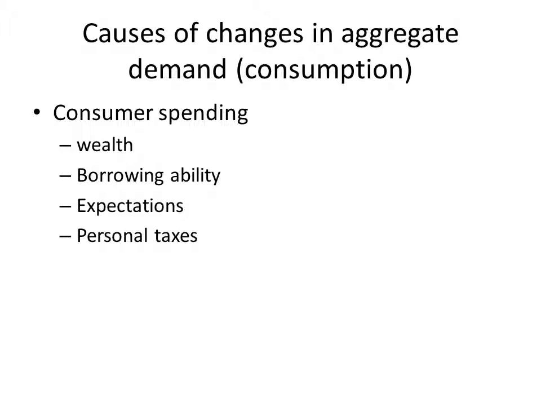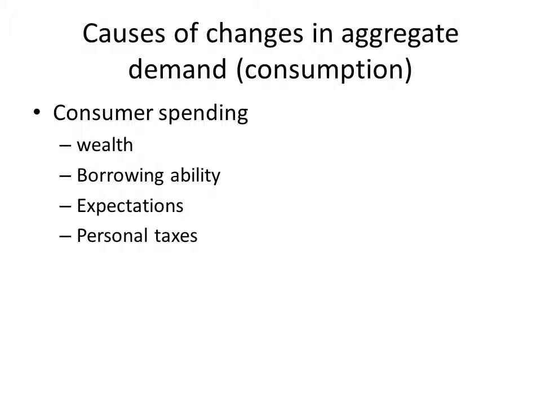Third are expectations. Expectations are important because they tell us a lot about the optimism or pessimism in the economy. One of the things we talked about some time ago was consumer confidence or consumer sentiment. Those are basically two separate measures, but the same thing. If people feel optimistic about the economy, they're going to tend to consume more. That's going to increase aggregate demand. If they feel pessimistic, they're going to consume less, and that's going to reduce aggregate demand.